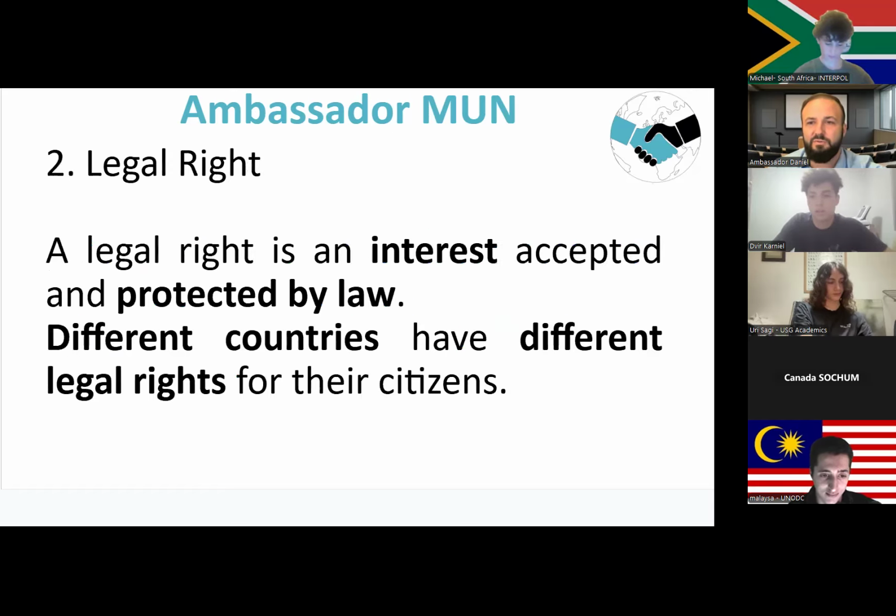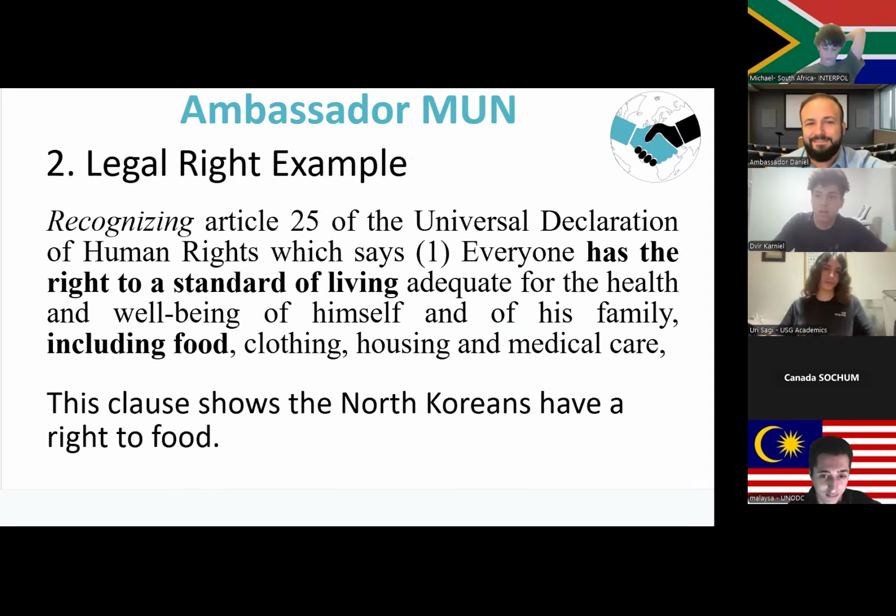Number two, legal rights. A legal right is an interest accepted and protected by law. Different countries have different legal rights. We're going to have the example of legal rights read by the OECD chair. If you can please read this and unmute yourself, that would be great.